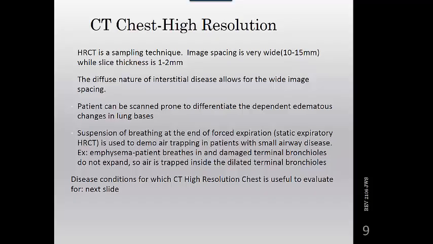So a technique called static expiratory HRCT is used to demonstrate the air trapping in patients with small airway disease. The patient's instructed to suspend breathing at the end of forced expiration. An example of how this works is that you scan a patient with emphysema, they breathe in and the damaged bronchioles do not expand, so the air is trapped inside the dilated terminal bronchioles.